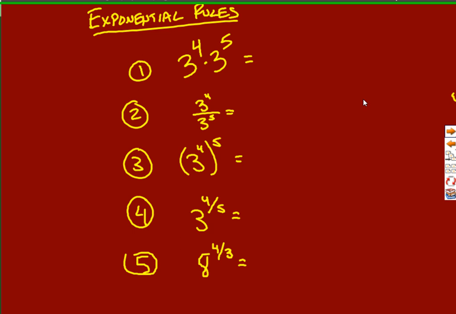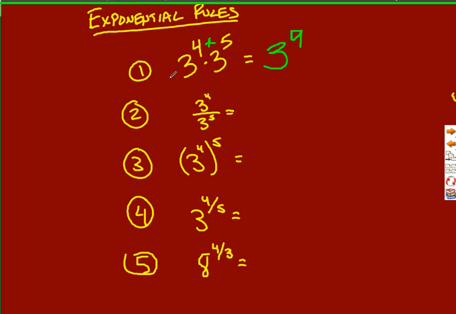Okay, we're looking at exponential and logarithmic rules here. This should be a basic review, but when you have bases and you're multiplying, you add the exponents together. So this becomes 3 to the 9th power, whatever that ends up being as your answer.